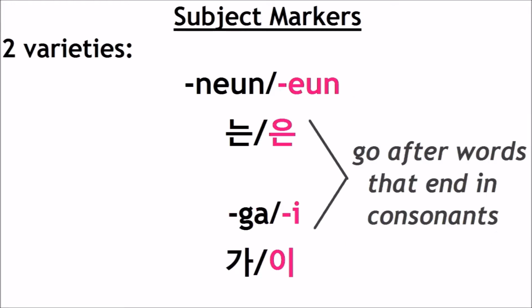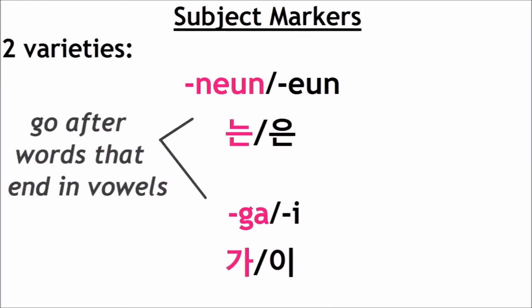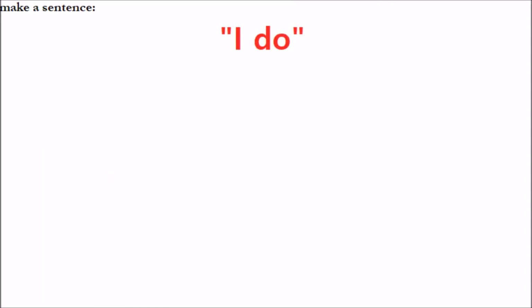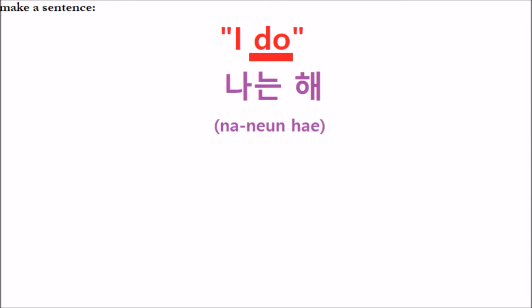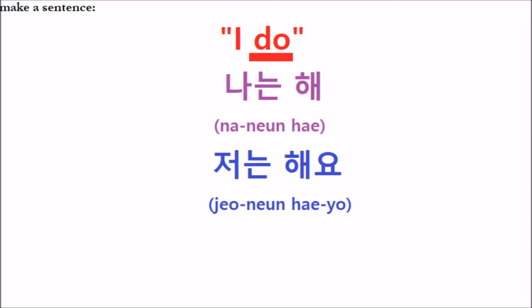E or un are meant to go at the end of words that end in consonants, and ga and nun are meant to go at the end of words that end in vowels. Let me demonstrate with the example "I do." In English, we don't have subject markers, so if you want to emphasize the action in your sentence, you do so by saying the action louder. I DO. In Korean, you emphasize the action by adding an un or nun subject marker. I do. Or 나는 해. 저는 해요. 저는 합니다.